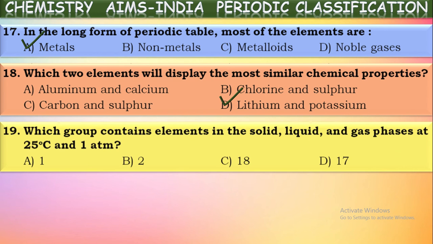Next, which group contains elements in the solid, liquid and gaseous phases at 25 degrees Celsius and 1 atmosphere? That means at normal temperatures, at normal atmospheric conditions, which group contains elements of three different states? That is the 17th group, the 7th A group or halogens group.